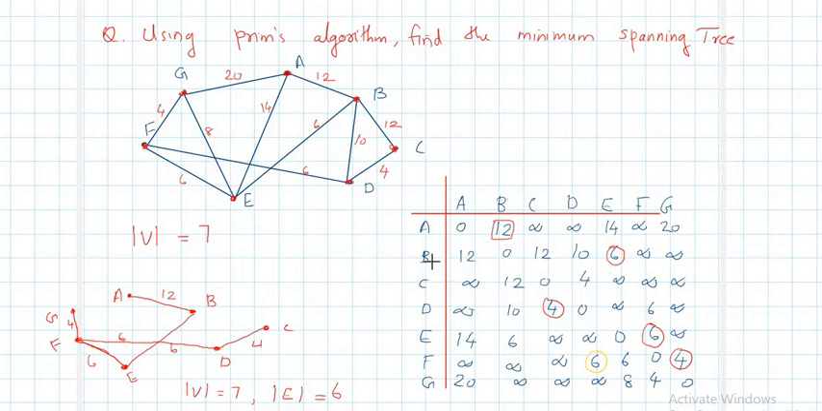Then similarly, you write these values from B to all other vertices. So from A to A 0, B to B 0, C to C 0, D to D 0, E to E 0, F to F 0, G to G 0. Write all the values first, then fill all other values. If there is a direct connection, put that value, otherwise put infinity in that place.